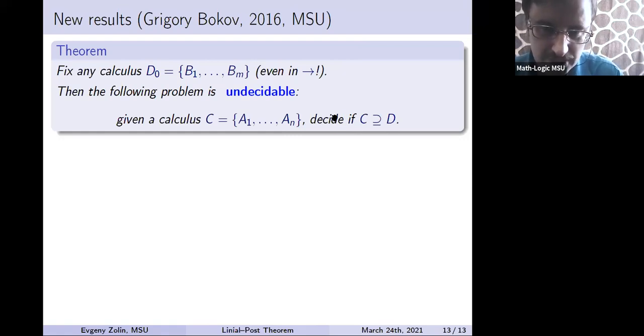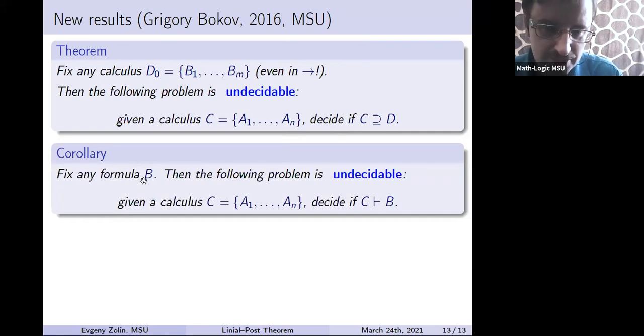Well, in particular, if we just fix one formula B, the following problem is undecidable. If we are given A1, ..., AN, can we derive this particular formula B? For example, P implies P, or for example, just P, or the first axiom of our classical calculus, P implies (Q implies P). In all cases, it is not possible to check whether we can derive this formula from some given formulas A1, ..., AN.